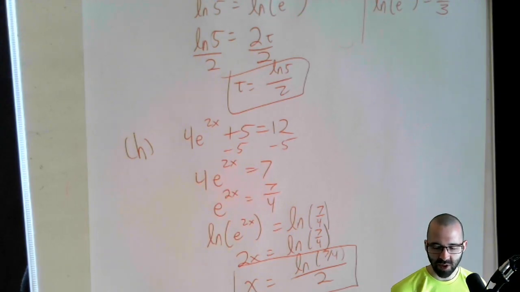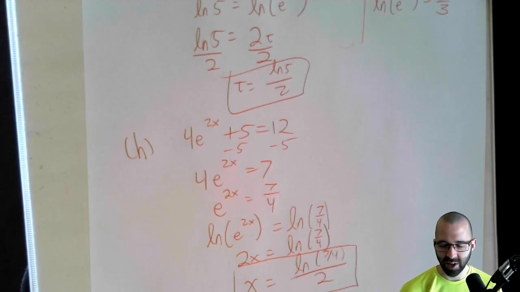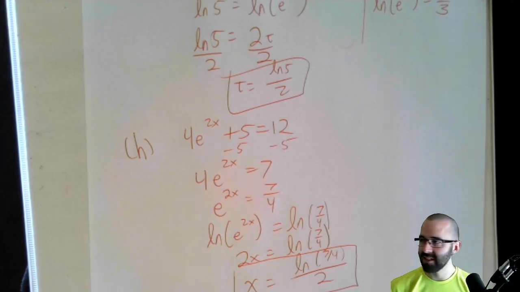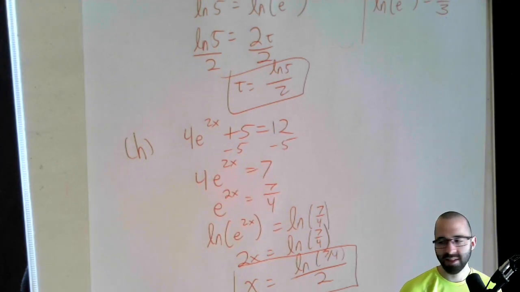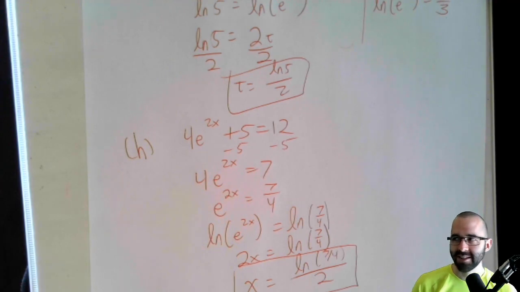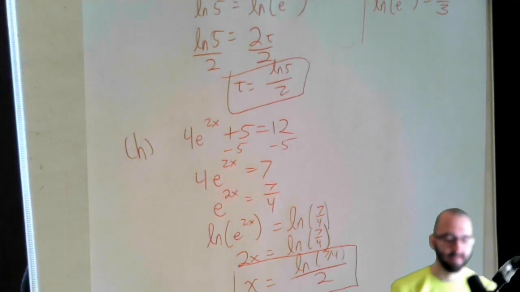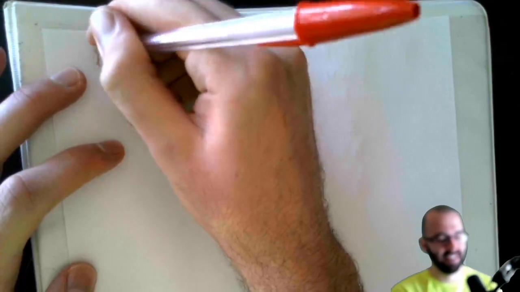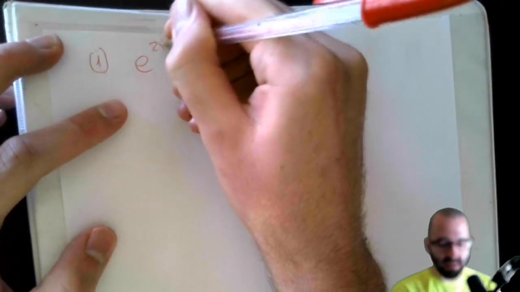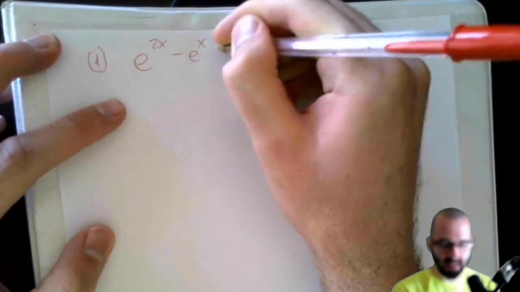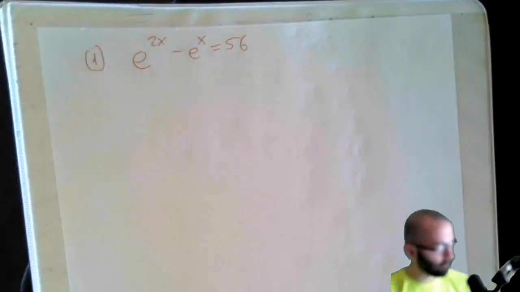The next one is really, really where things start to get juicy. If you're thinking to yourself, Jason, I want some more exciting problems, you're about to get some. So let's go into part I. Part I as in I love this stuff. Okay. E to the 2x minus e to the x equals 56.